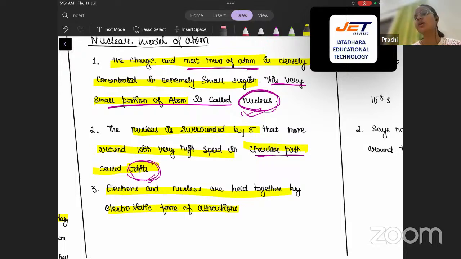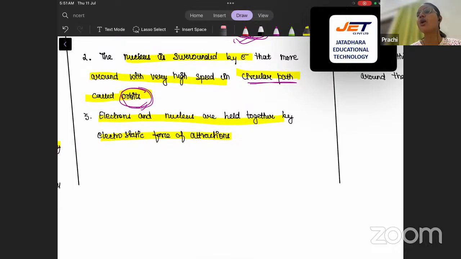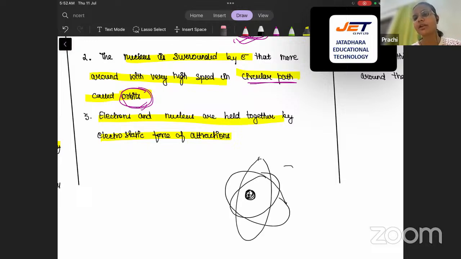So this was the picture according to Rutherford. So how will the atom look like? You will have a nucleus at the center which has a positive charge, and around it you have the electrons which are moving in circular orbits. So this is how the atom looks according to Rutherford, which was a great improvement over the J.J. Thomson model.